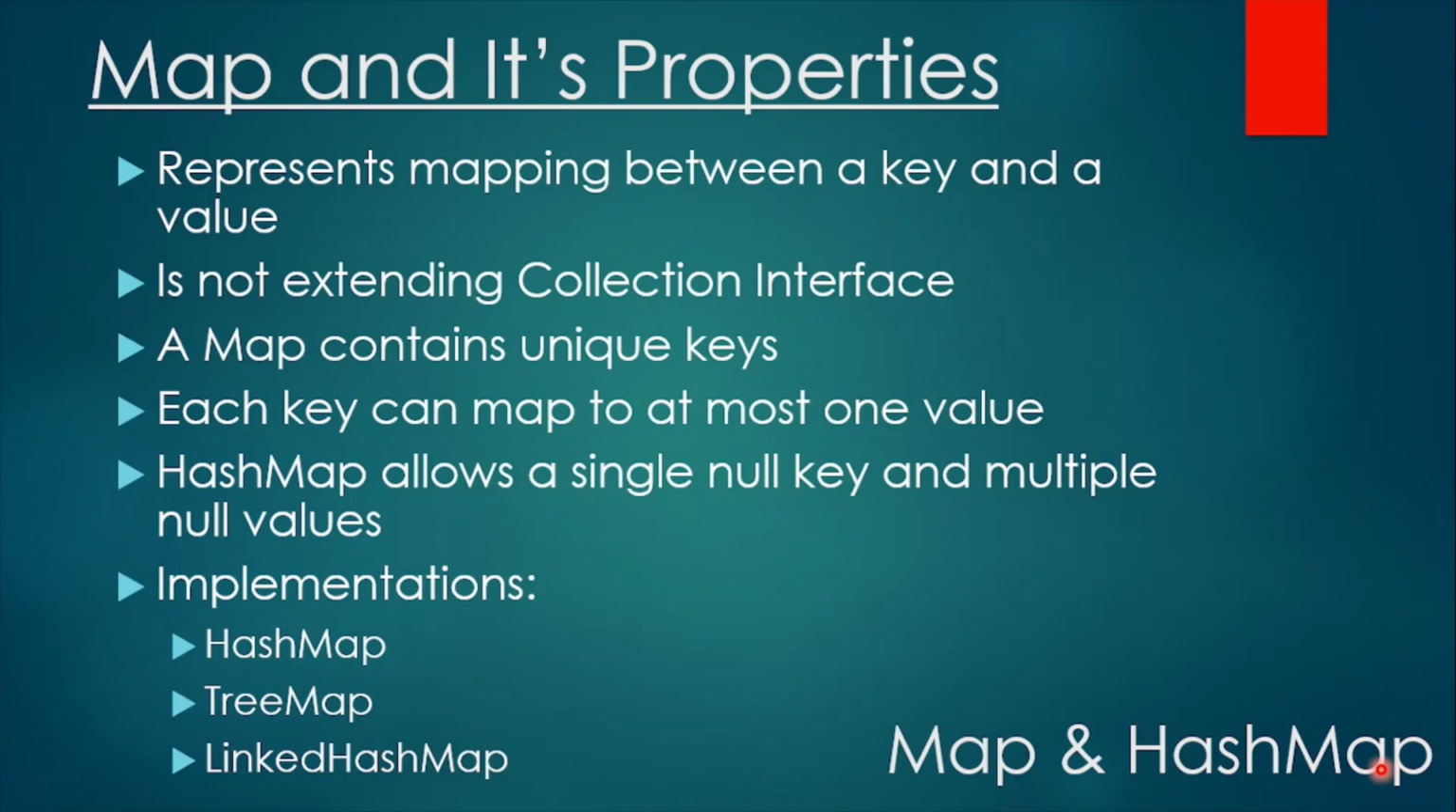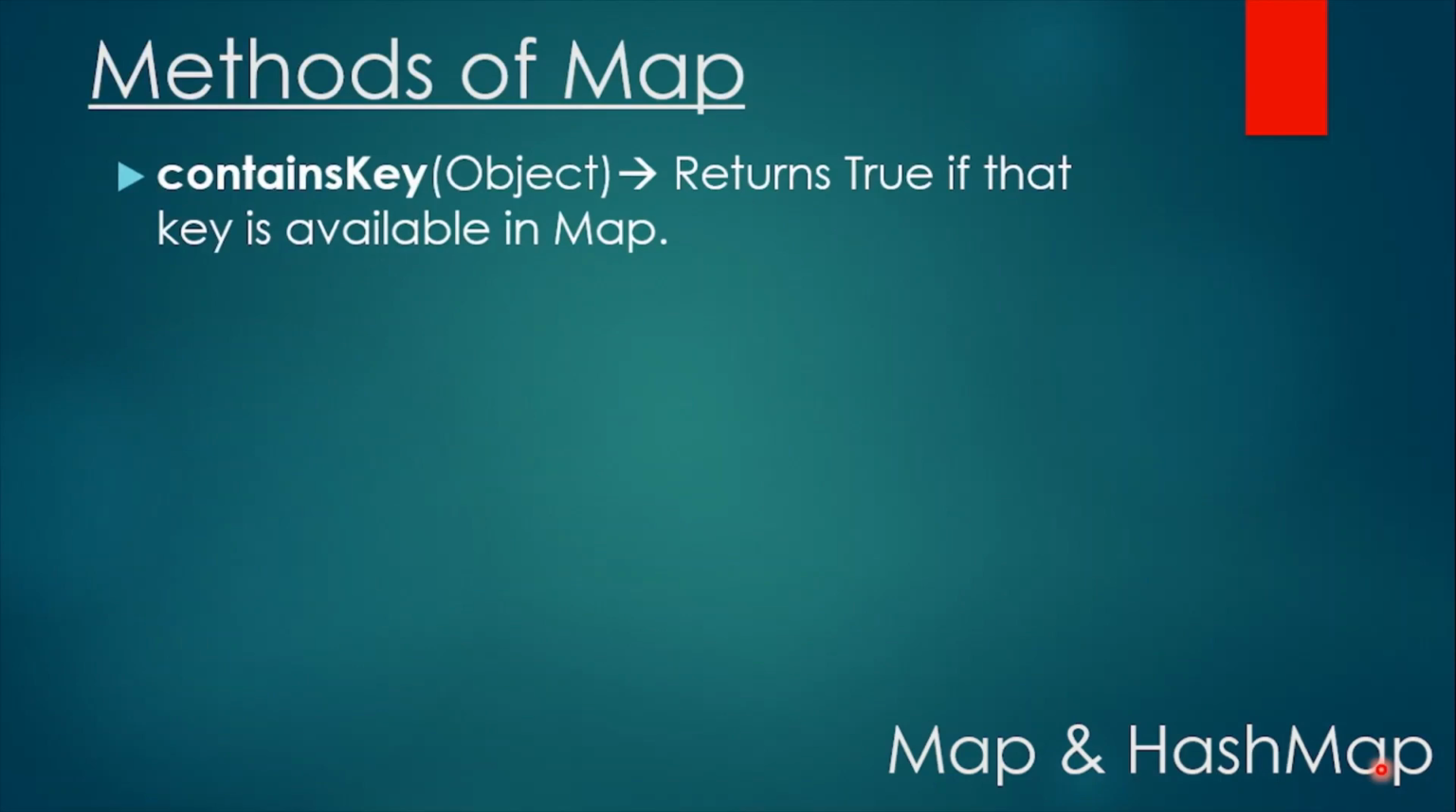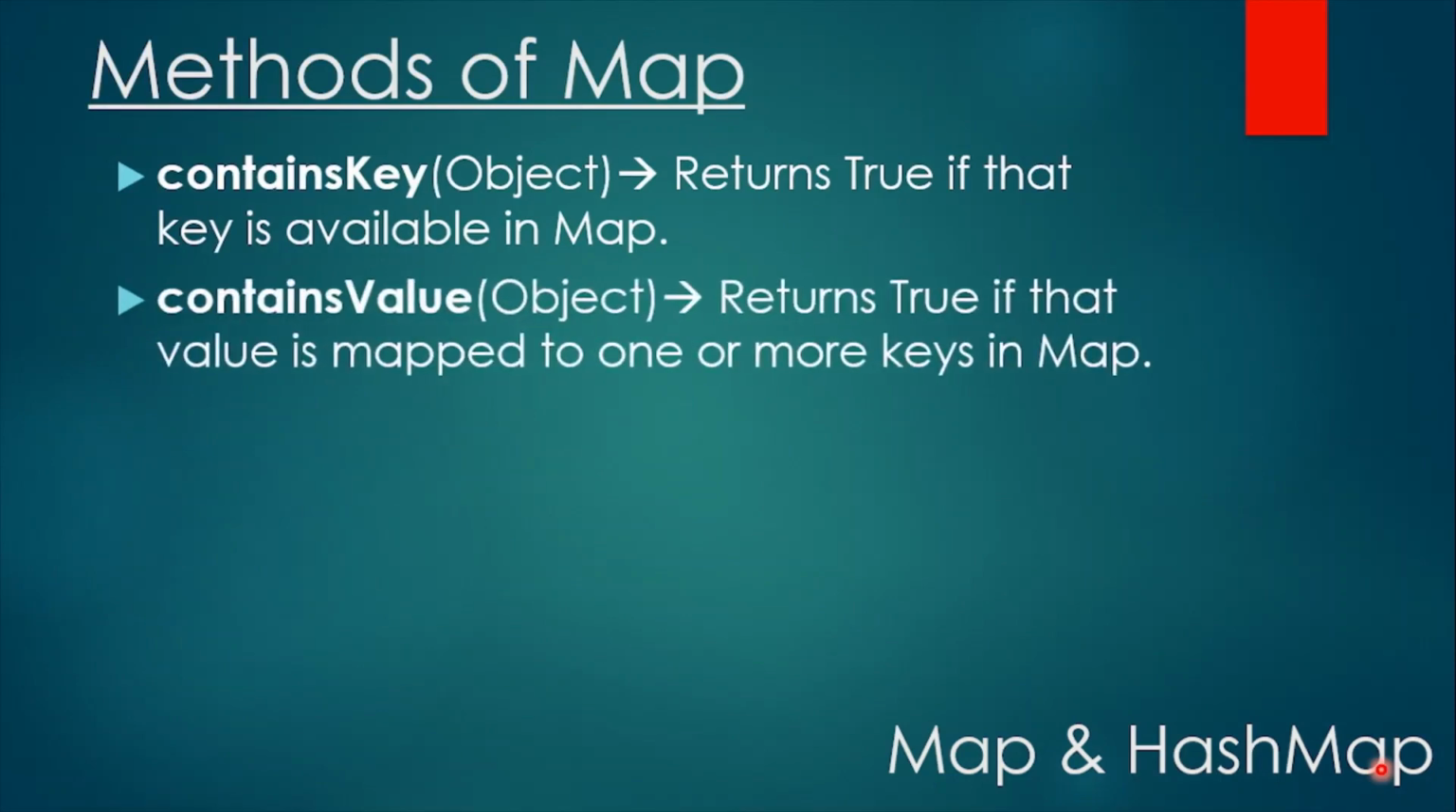Before we move to HashMap in detail, let's see a few important methods which are present in the Map interface. The first one is containsKey. Similar to that, we have containsValue as well. So these two methods will return true if the provided key is present. And in case of containsValue, it will return true if, for whatever value we are providing as an argument, we have one or more keys available in the map.